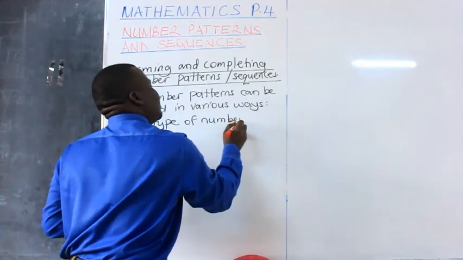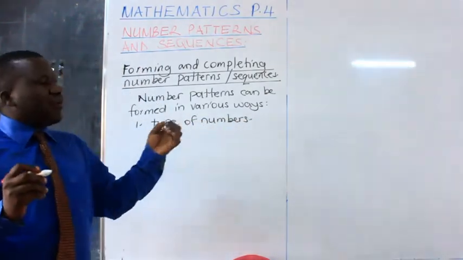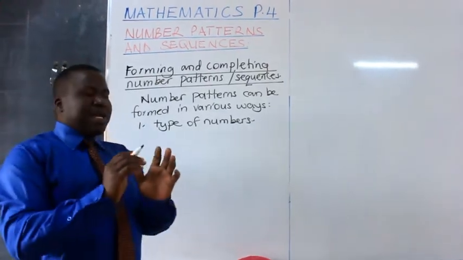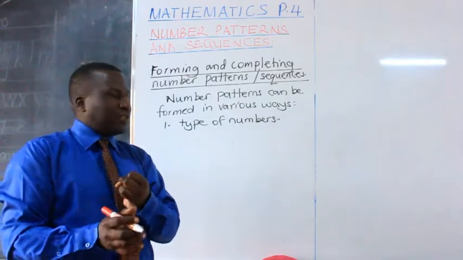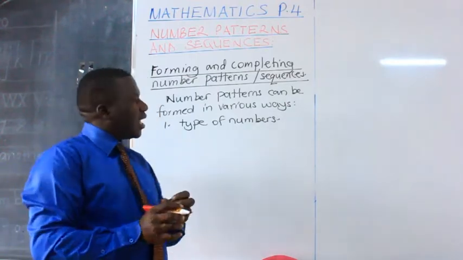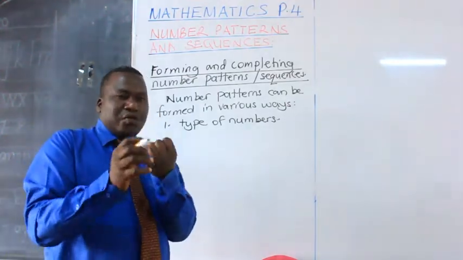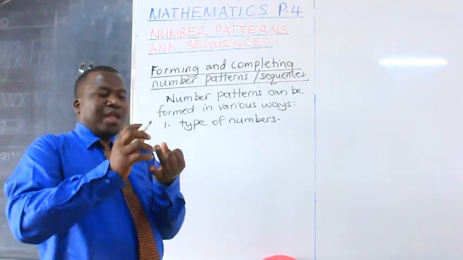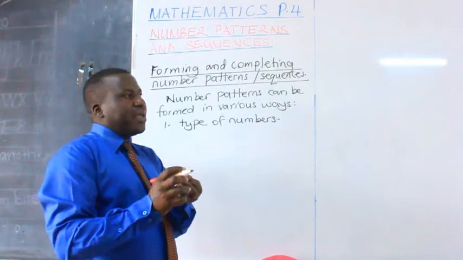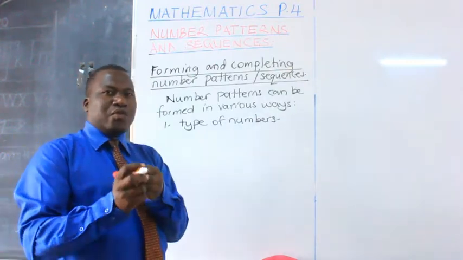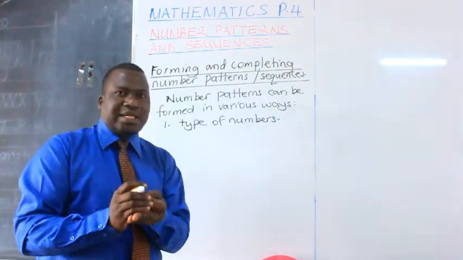In our first lesson, we looked at types of numbers. Types of numbers also form a number pattern, just as we looked at in our first lesson and in the corrections we have had. Even numbers have to follow a certain number pattern. Odd numbers have to follow a certain number pattern. Whole numbers also have to follow a certain number pattern.